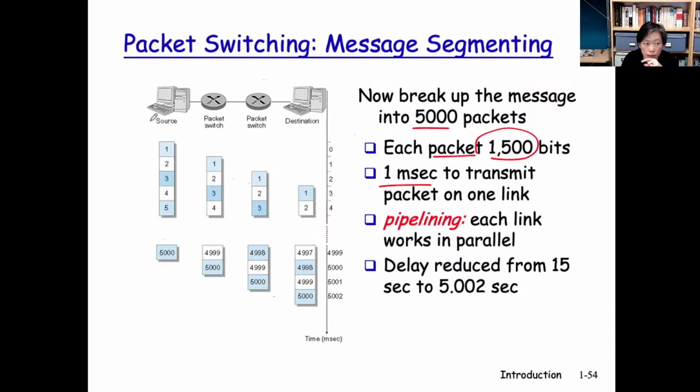Now, look at this. This is the same network, 3 hops. Each packet is now very small. And to send one packet, the first router will take 1 millisecond to receive it and then send it out. So 1 millisecond, 2 milliseconds, and only 3 milliseconds until the destination receives the first packet. And you know what? These links can work in parallel, right? Because router 1 here can be passing packet 1 while the source starts passing packet 2.